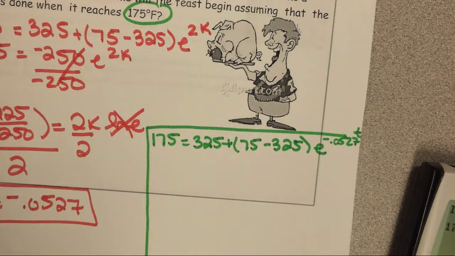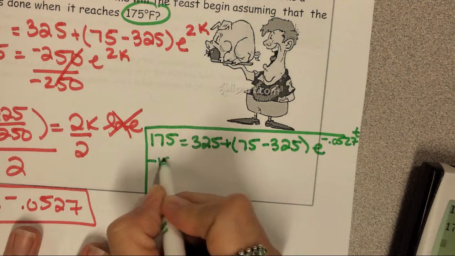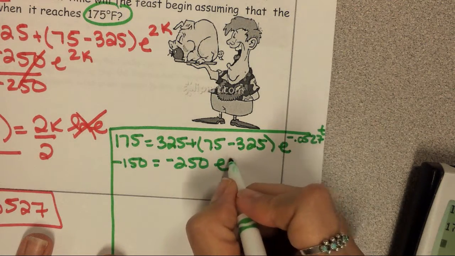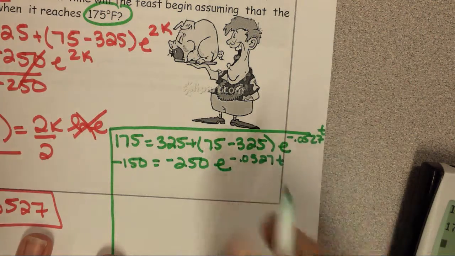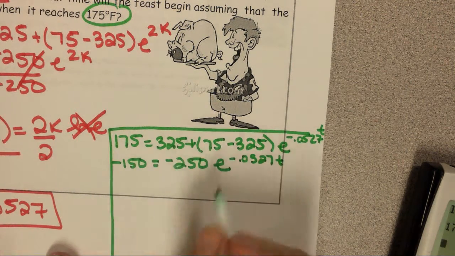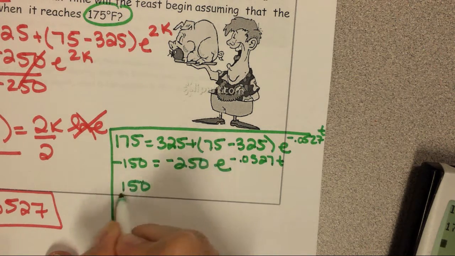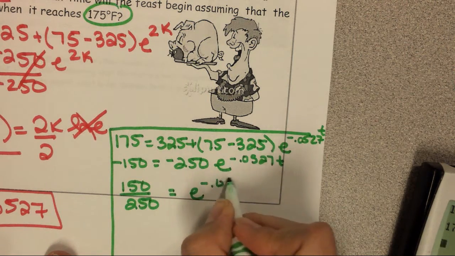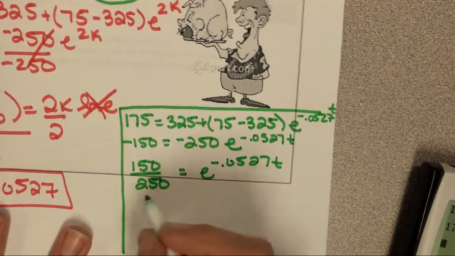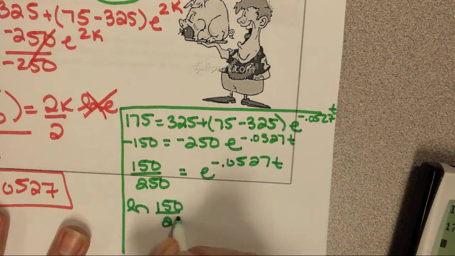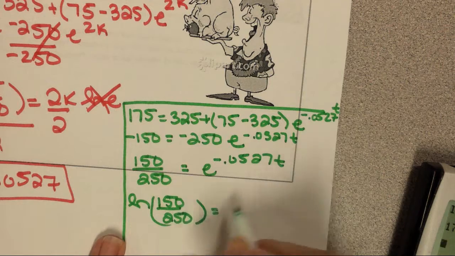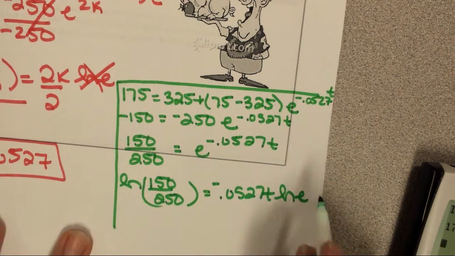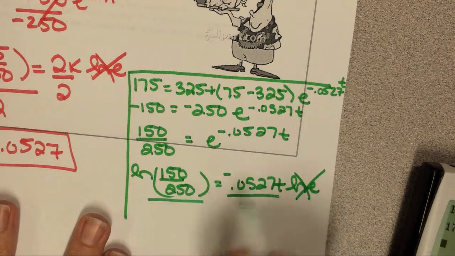All right, so same process. 175 take away 325 is equal to negative 150. This right here, when I subtract them, is still negative 250 E to the negative 0.0527 T. Okay, so we're going to divide by negative 250. My negatives are going to cancel. So we're going to have 150 over 250 equals E to the negative 0.0527 T. We're going to ln both sides. When I ln the right side, the exponent comes out front. We've said over and over, the ln of E is 1. So the last thing I have to do to figure out the time is divide by the K.